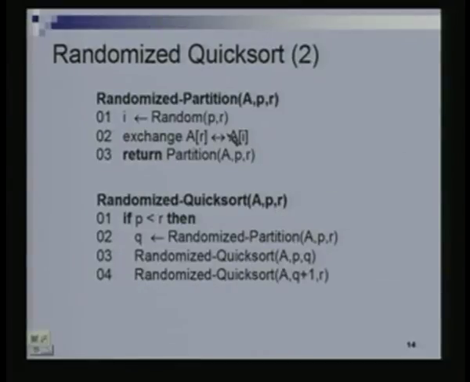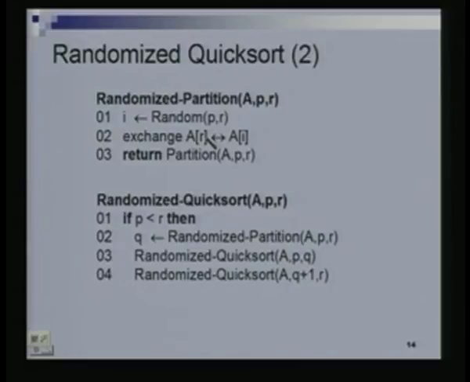So this is what our randomized quicksort is now going to look like. We are only going to modify the partition procedure and call it randomized partition instead. Once again we are trying to partition the array A between P and R, the subarray between locations P and R. What does random P comma R do? Random P comma R generates a random number between P and R, including P and R. Let us say that number is I, and now we are just going to exchange I and the last element.